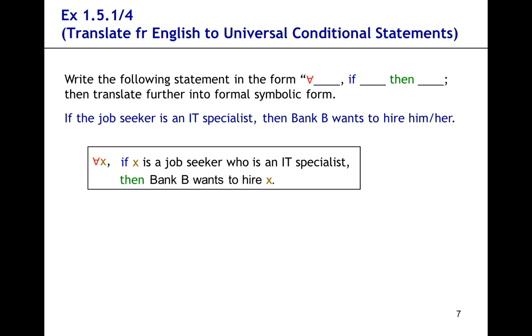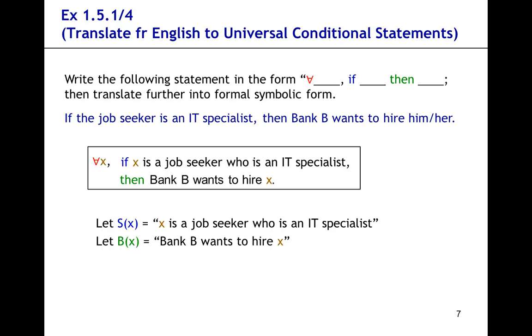Now, let's move on to define the two predicates. The first predicate should follow the if part of the semi-symbolic statement. So define S of x as x is a job seeker who is an IT specialist. The second predicate should follow the then part of the semi-symbolic statement. So define B of x to be bank B wants to hire x.